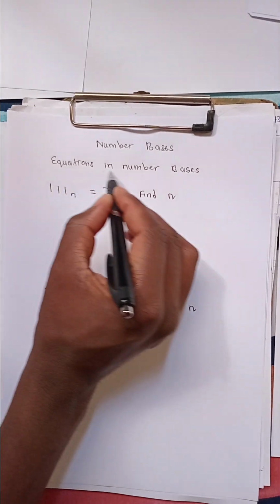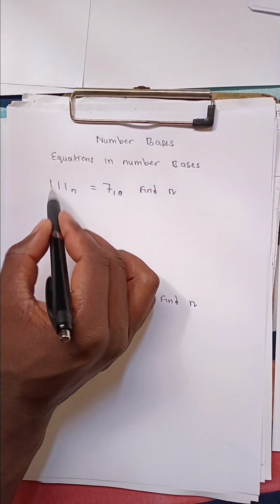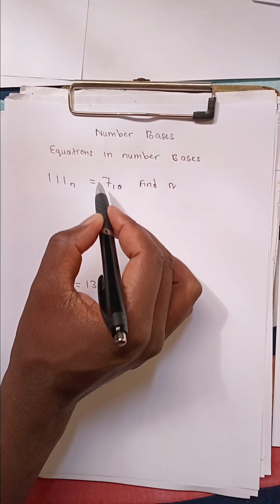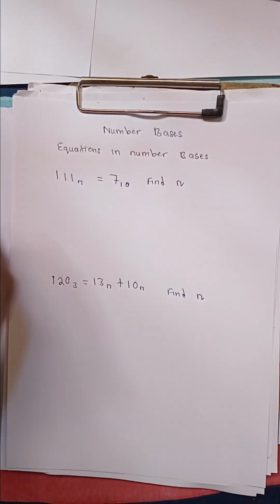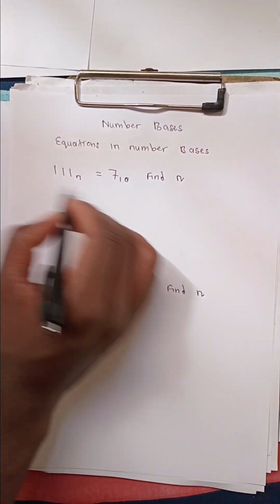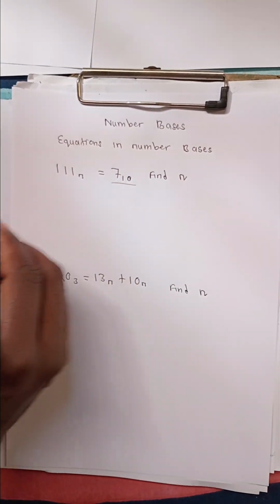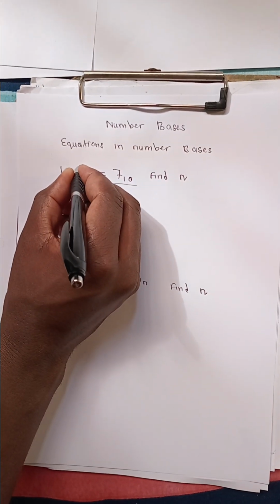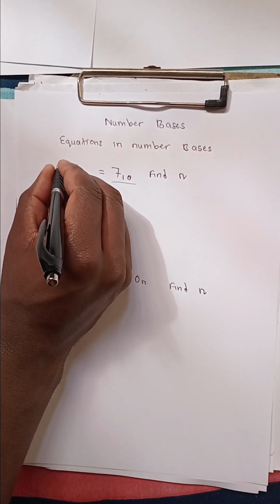Right, so we are in equation in number bases. We are given 111 base n is equal to 7 base 10. Find n. So the first stage is to convert all numbers to base 10. So this number is in base 10 already. So to base 10, the positions are 0, 1, 2.